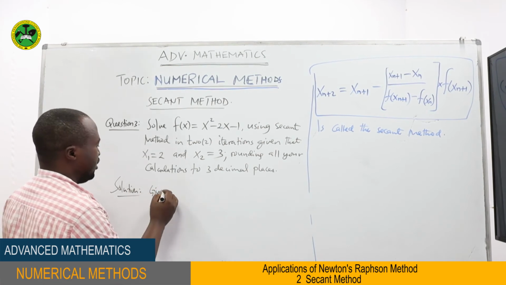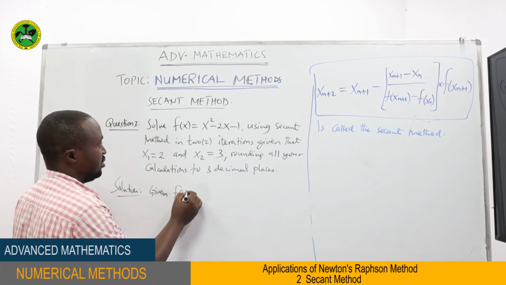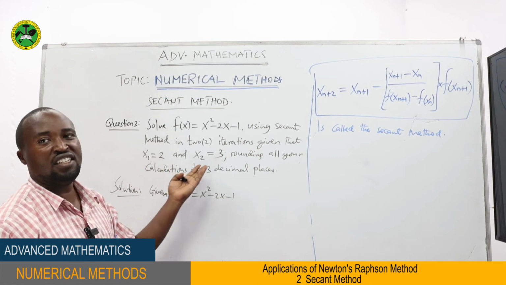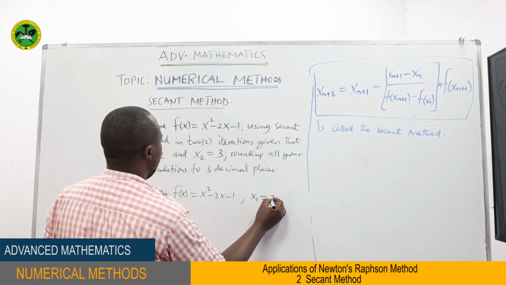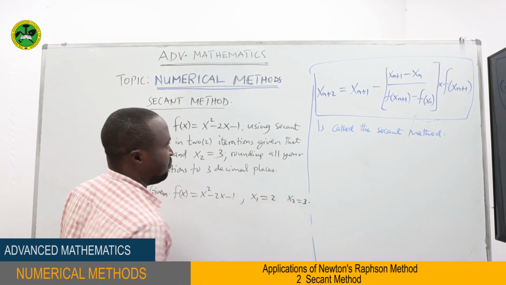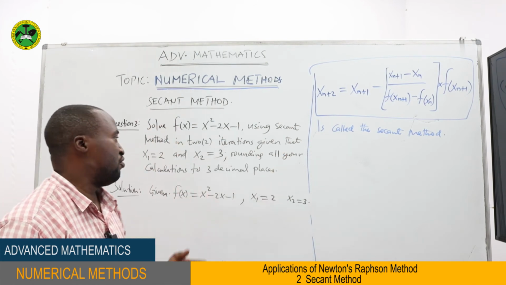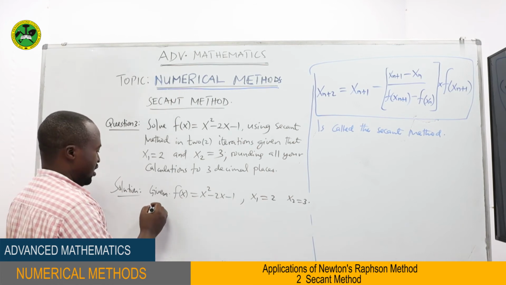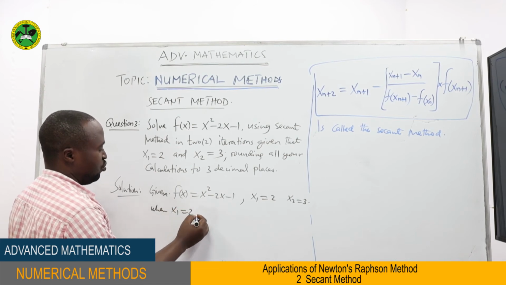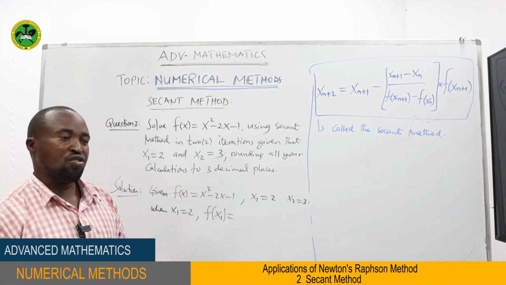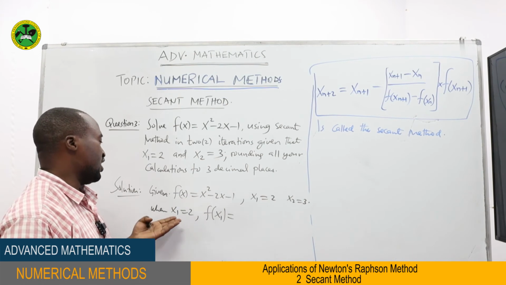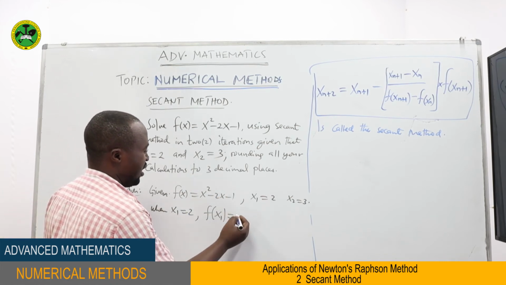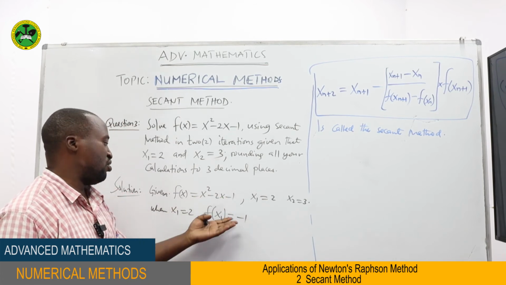We have the function, that is f of x is equal to x squared minus 2x minus 1. But again, we have been given two values, x1 and x2. So here x1 is equal to 2 and x2 is equal to 3. We are supposed to use the second method to solve this quadratic function. Now, if we have x1, it is possible to find f of x1. When x1 is equal to 2, f of x1 will be equal to, we just substitute the value of x1 in our function. So that is 2 squared, that is 4, minus 2 times 2, that is 4, minus 1. 4 minus 4 minus 1, so we are going to have negative 1.